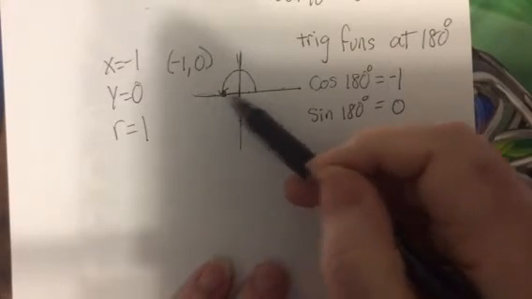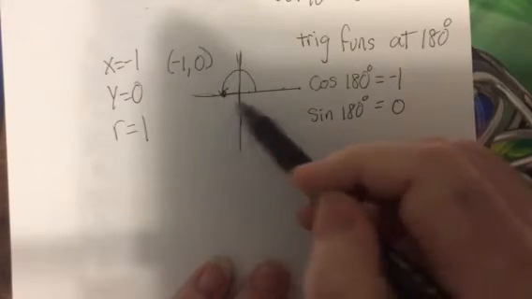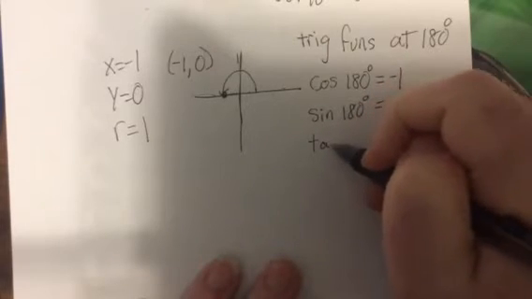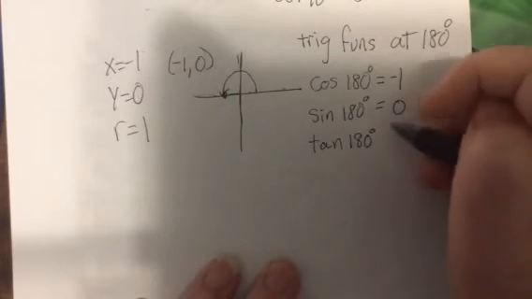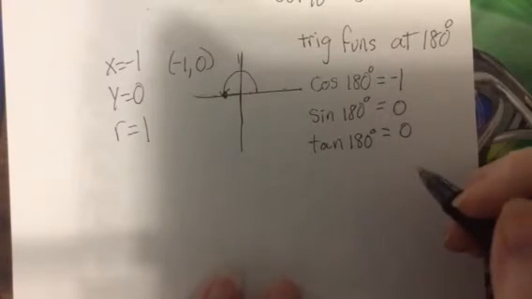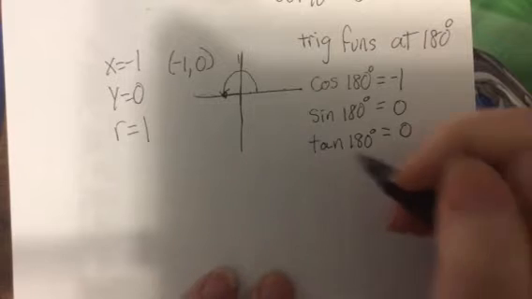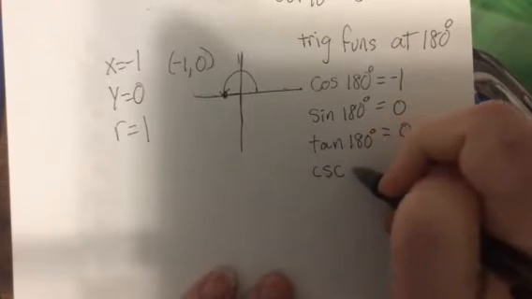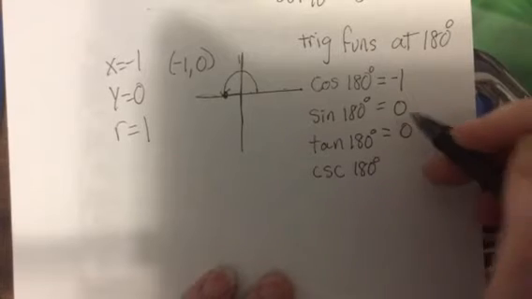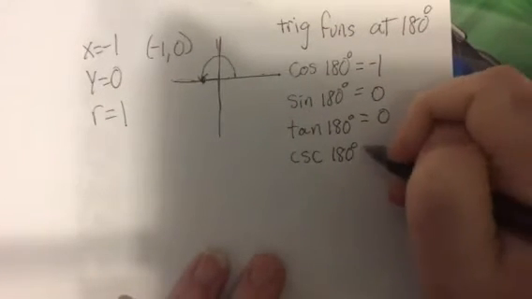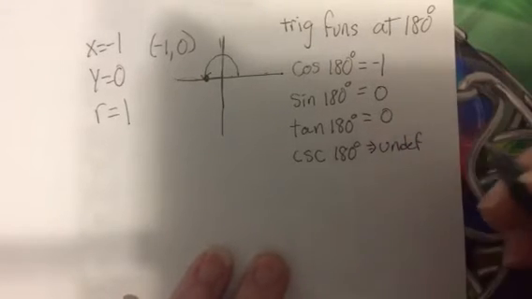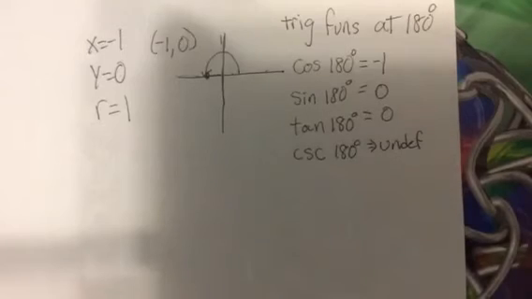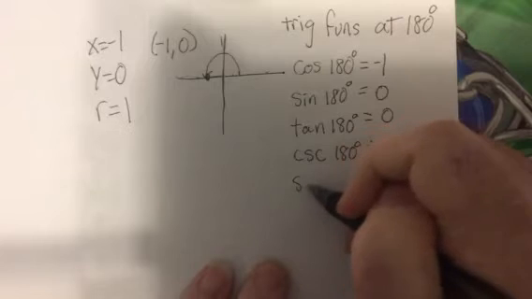And it makes sense because the x-axis corresponds with cosine. And then tangent is y over x, so it'd be 0 over -1, so it would be 0. Now, the reciprocals. Cosecant is the reciprocal of sine, so sine is 0, so the reciprocal would be undefined. Because if 0's on the bottom, it's undefined. That is true all the time.